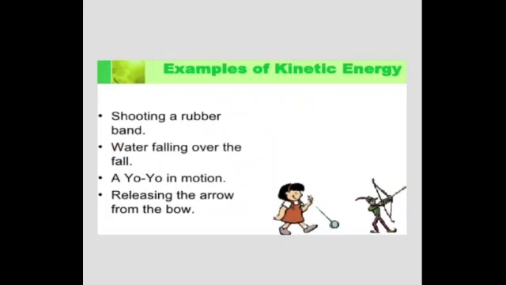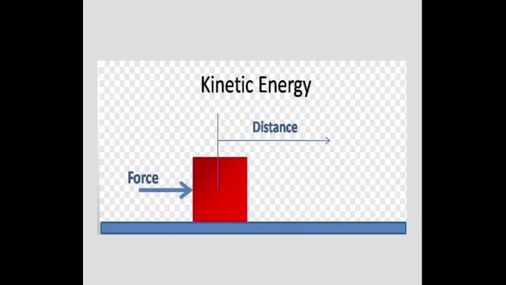Let me tell you some examples of kinetic energy, like shooting a rubber band, water falling over a fall, a yo-yo in motion, or releasing an arrow from a bow. All these are examples of kinetic energy, because in all these examples, objects are moving. And I have told you kinetic energy is concerned with moving objects. Okay, so how can we derive the formula of kinetic energy?